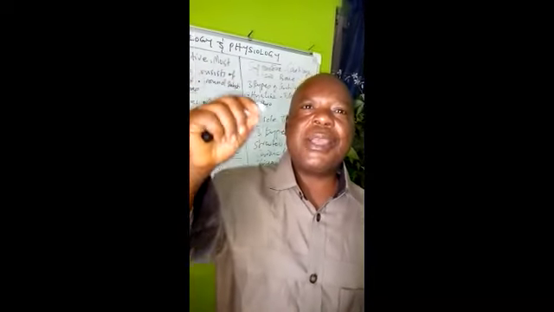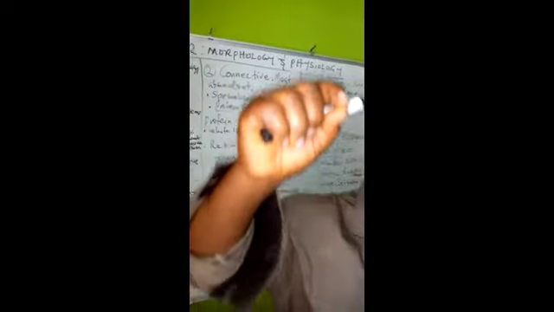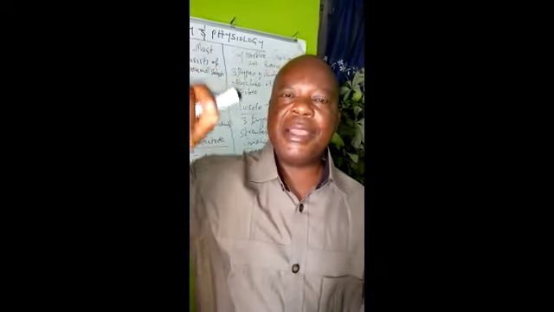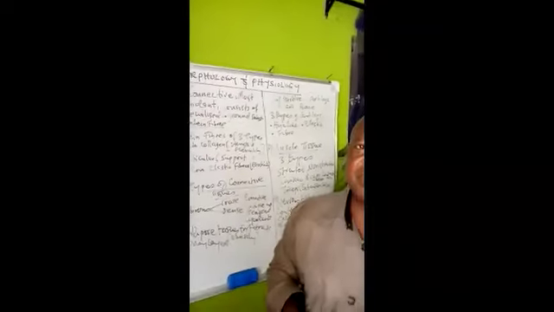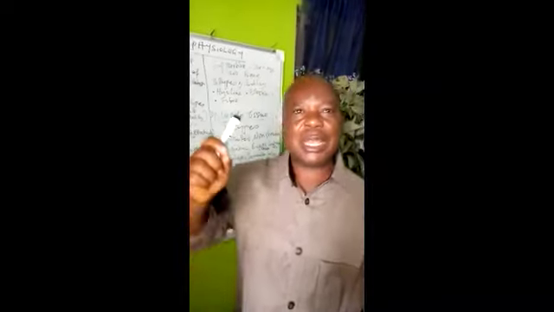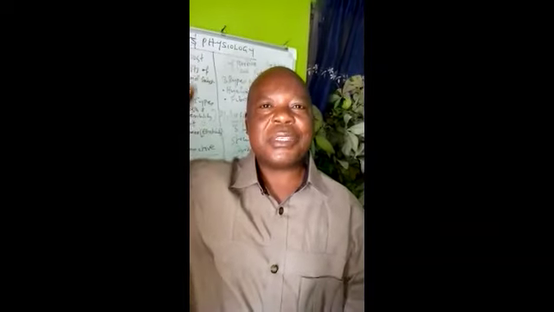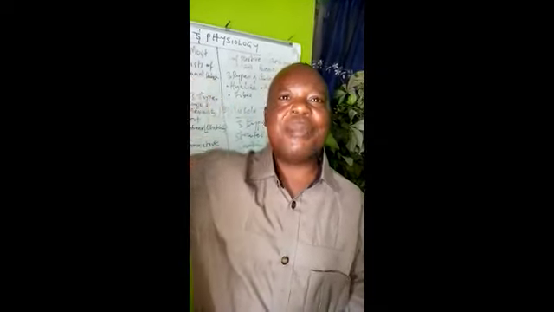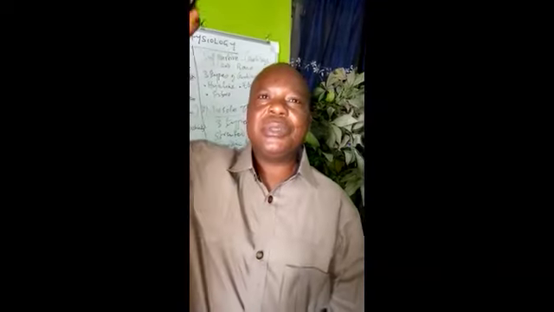Tissue. A group of cells similar in structure and similar in function. Tissues are what? A group of closely related or similar cells that perform the same what? Function. Then organ. What's an organ? An organ is a group of closely related or similar tissues that perform the same or related function. Closely related tissues that perform the same function.